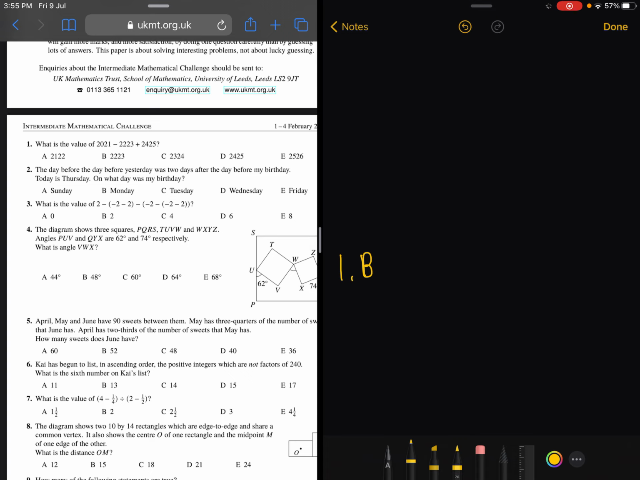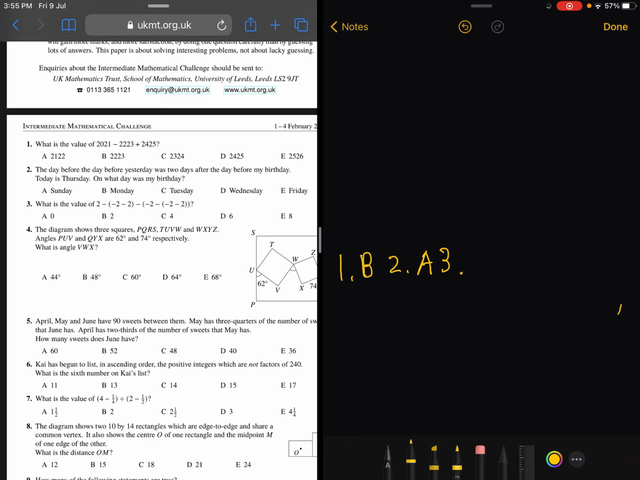So let's first evaluate what was the day before yesterday. If today is Thursday, the day before yesterday was Monday. So the first part is Monday, and Monday was 2 days after the day before my birthday. So that's 1 day after my birthday is Monday, so my birthday was on Sunday. As I told you, a pretty tricky question, which requires you to read properly.